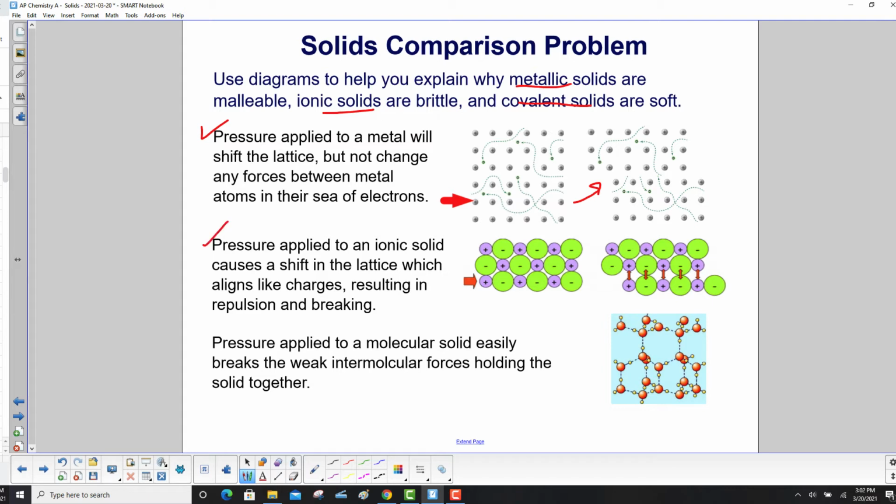Pressure applied to an ionic solid causes a shift in the lattice, which aligns like charges. See, we've got 2 positives facing each other, 2 negatives facing each other. That will result in repulsion and breaking. And finally, for the molecular solid, the pressure applied easily breaks the weak intermolecular forces holding the solids together, so they're very soft.